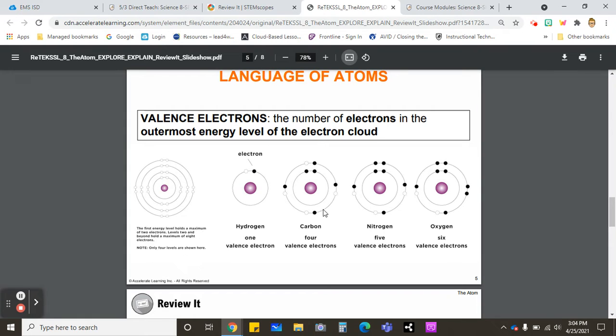Carbon would have 4. 1, 2, 3, 4. And these blank ones that you're seeing are spaces where other electrons can go. Nitrogen has 1, 2, 3, 4, 5. Oxygen has 1, 2, 3, 4, 5, 6 valence electrons. So all you're looking at is the largest circle or the last energy level to determine the number of valence electrons.